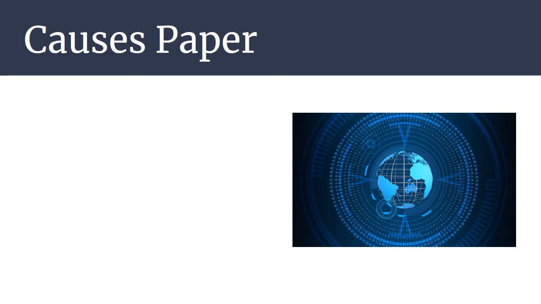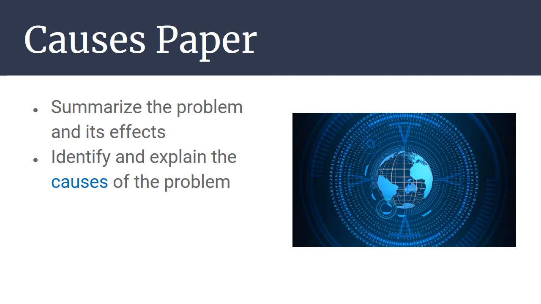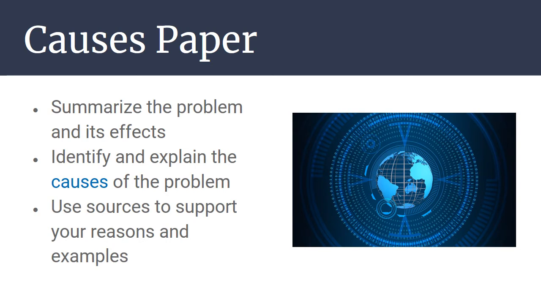We're working now on writing a causes paper. Previously, you created a causes research matrix. The goal of the causes paper is to help you first summarize the problem and its negative effects, then identify and explain the causes of the problem. As you do that, make sure that you use sources to support your reasons and examples.